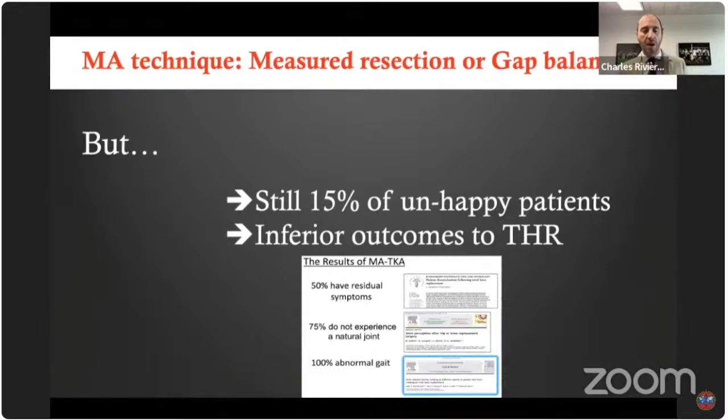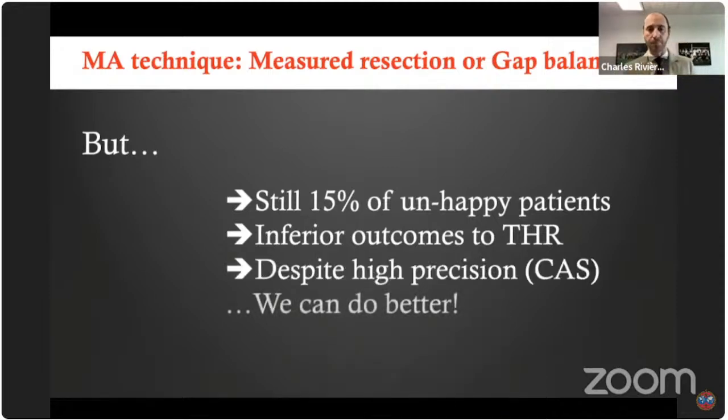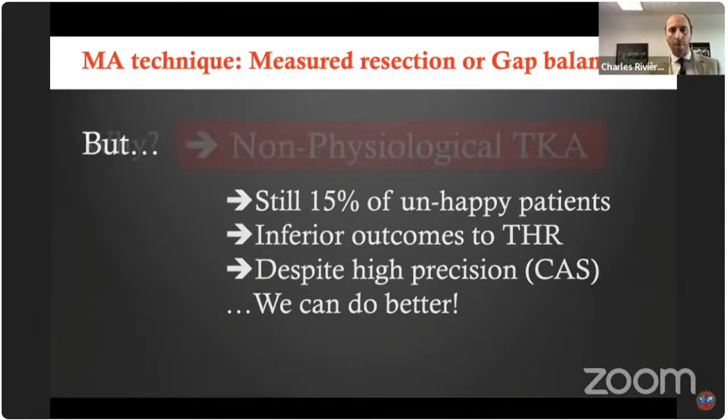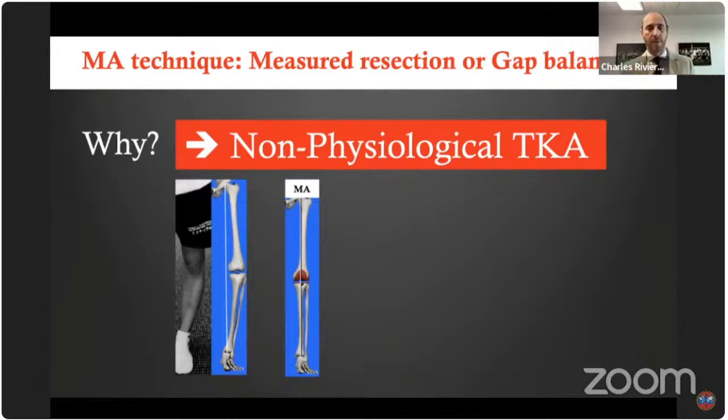And the outcomes of TKA are clearly inferior to the outcomes of hip replacement. 50% of TKA patients have residual symptoms. 75% don't feel their knee as natural. It's not a forgotten joint. And despite high precision, because of robotics or navigation, even when you perform MA TKA very precisely, it has not been a game changer, and unsatisfied patients remain. So clearly we can do better. So why? And clearly the answer is this one.